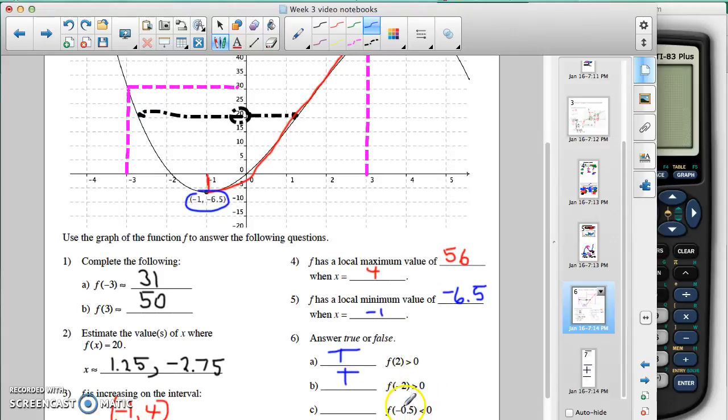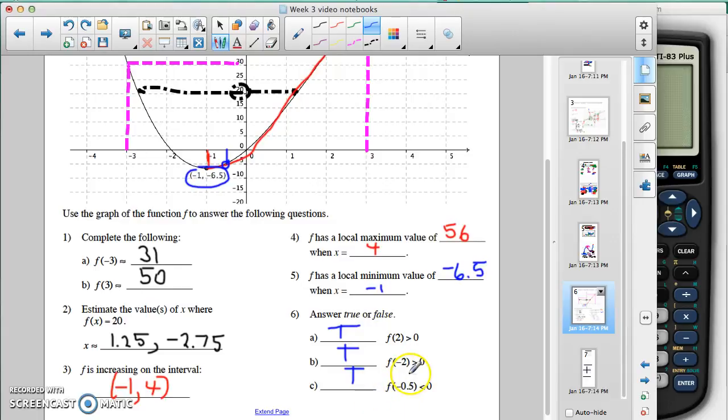And then it's going to ask you if f of -1/2 is a negative value. So here's -1/2 right here. When we look at this value, we'd say that is also true. It is a negative value. It's less than 0. So all your answers there are true.